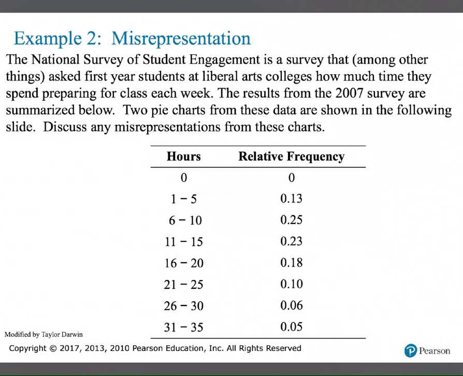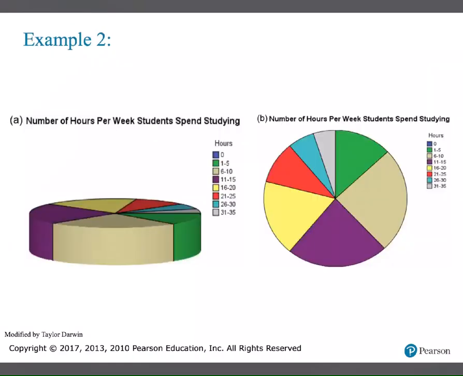This says a national survey of student engagements, a survey that, among other things, asks first-year students at liberal arts colleges how much time they spent preparing for class. The results are summarized. 2 pie charts are shown on the next slide. So basically, 13% of students studied 1 to 5 hours. 25% studied 6 to 10, and so on. And here are 2 pie graphs to represent that.